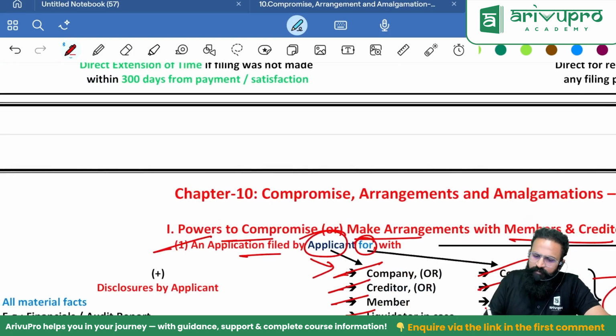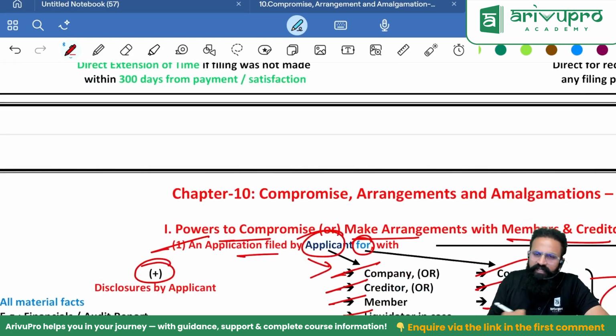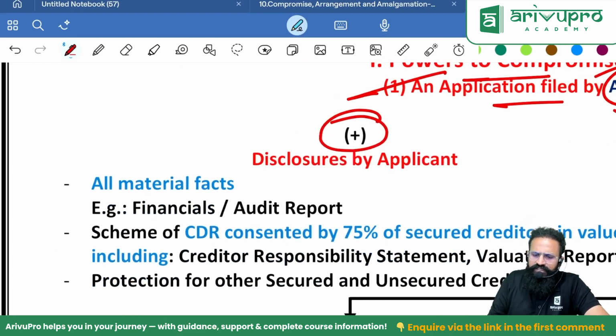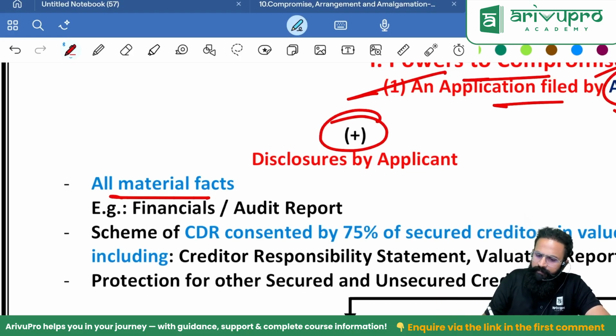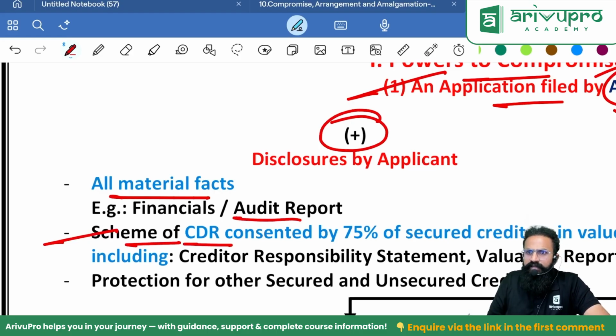Sir, along with this application, we need to give certain disclosures and statements. What are these disclosures? I have to give all the material facts about the company, like financial statements, P&L accounts, cash flow statements. If any other documents are required, all those I need to give to NCLT. Audit reports, board reports, I need to give all these details. Scheme of, what is CDR? Corporate debt restructuring.